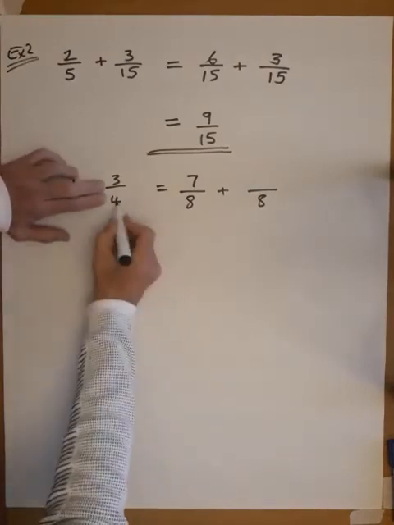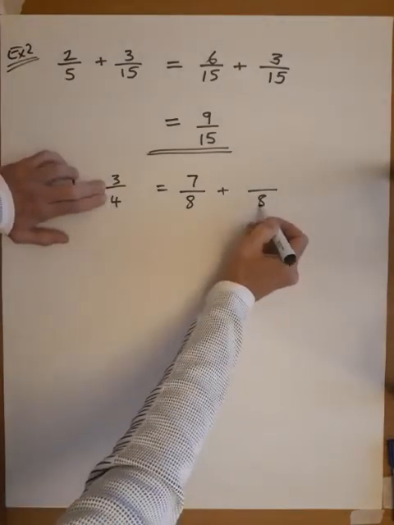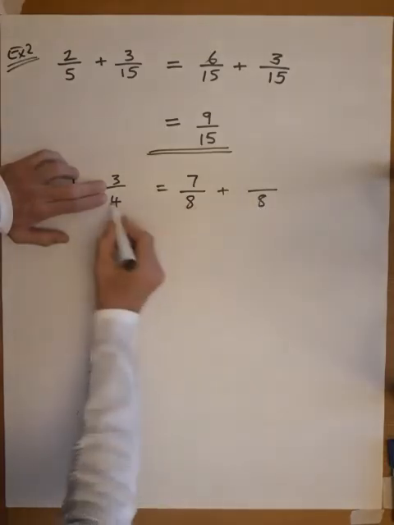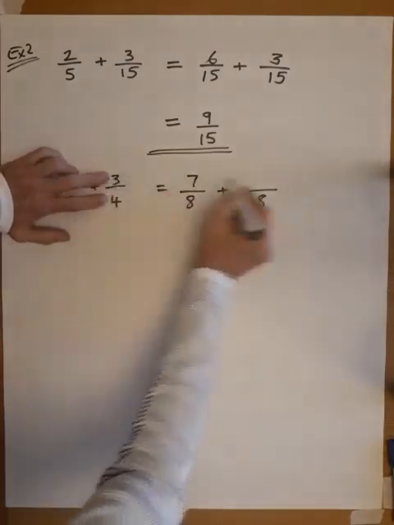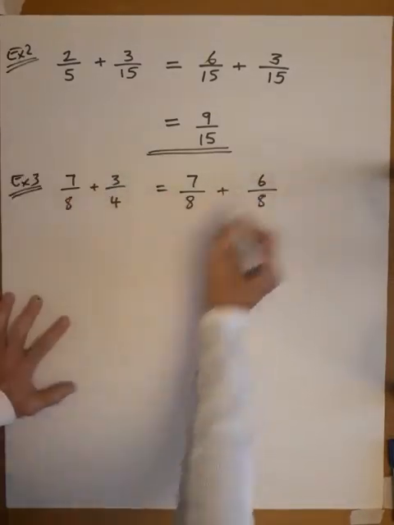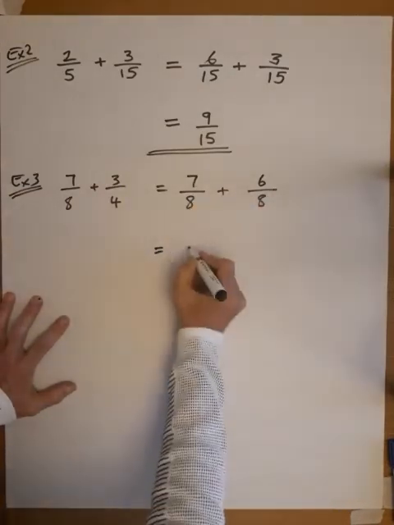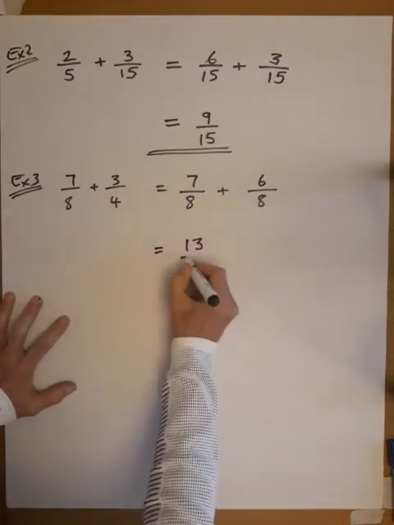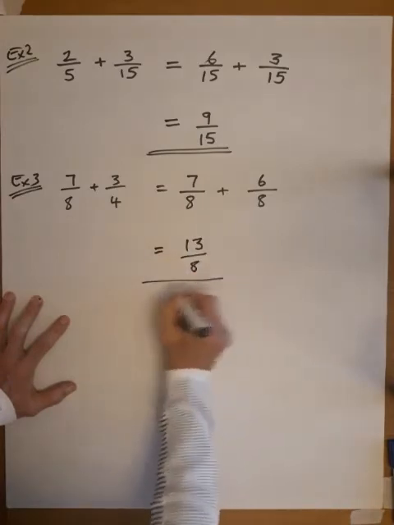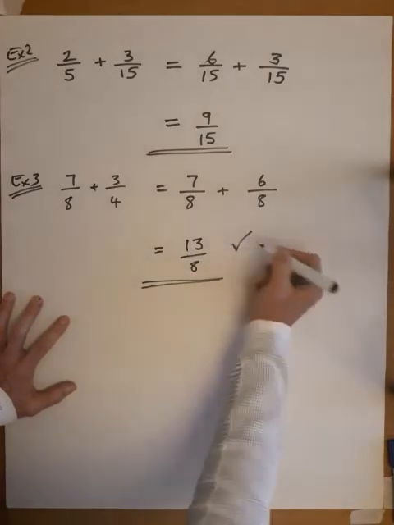Plus, what did I do to this to make 8? I times it by 2. 4 times 2 is 8, 3 times 2 is 6. So 7 and 6 makes 13/8. So that is correct.